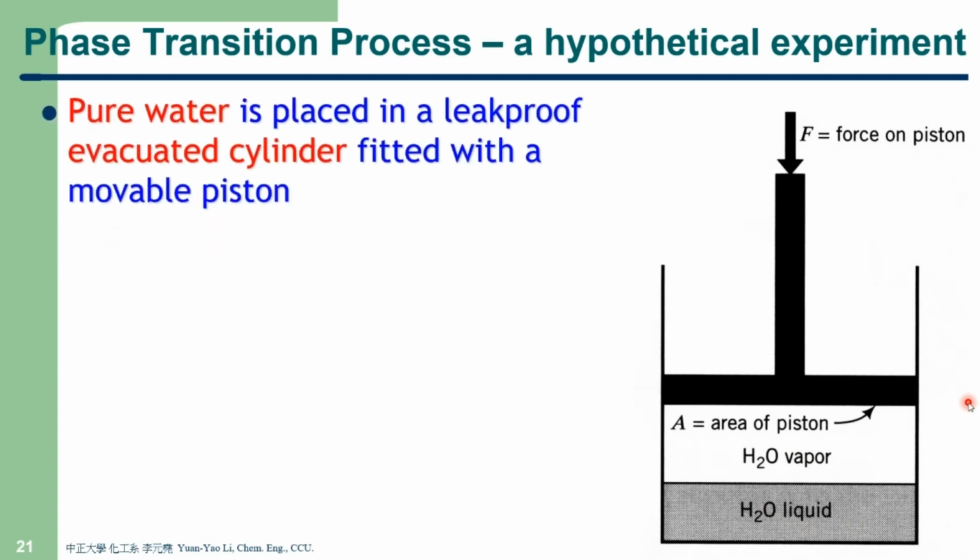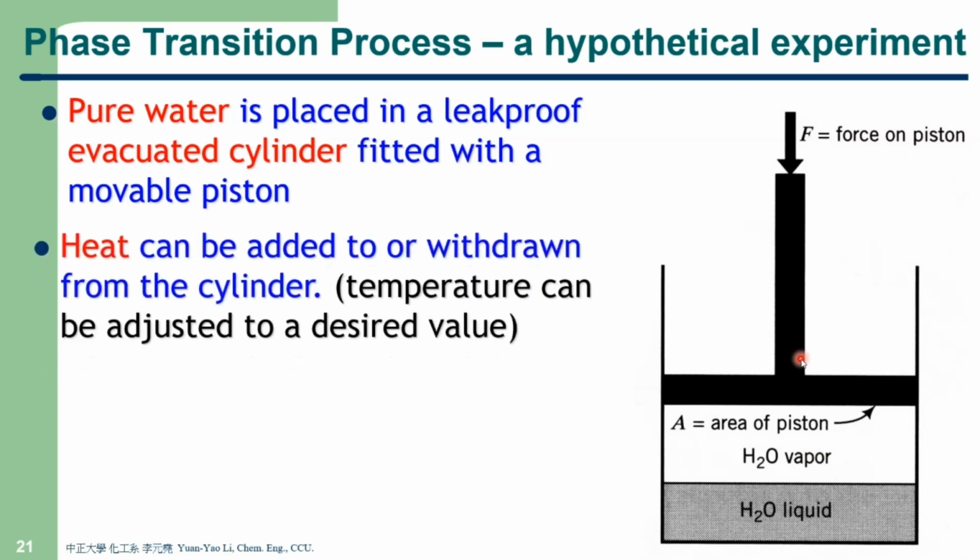So pure water is placed in a leak-proof evacuated cylinder fitted with a movable piston. This is a movable piston, right? Okay. So heat can be added to or withdrawn from the cylinder. What does that mean? The temperature can be changed here. Okay, the temperature can be adjusted to a desired value.